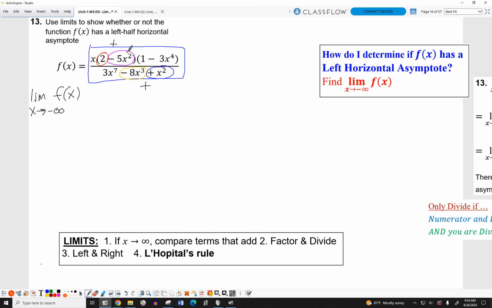3x to the 7 plus an x cubed. So we could have the black term. Is this one you said, Anna? Yeah. Plus the yellow.